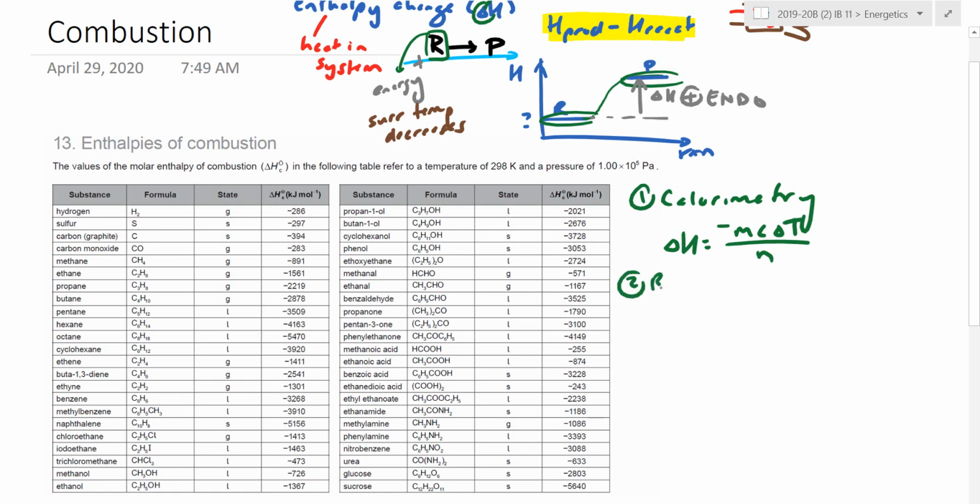Second method here was called bond enthalpy. It was, in general, bonds store energy, different bonds, different combinations store different amounts of energy. If I can compare how much energy I input to break bonds minus how much I output to form bonds, I should be able to get some overall energy change over the course of the reaction. So in that case there, the formula was delta H. We use bond enthalpies here. I'm going to give you a summary chart later on that has all of this one here.